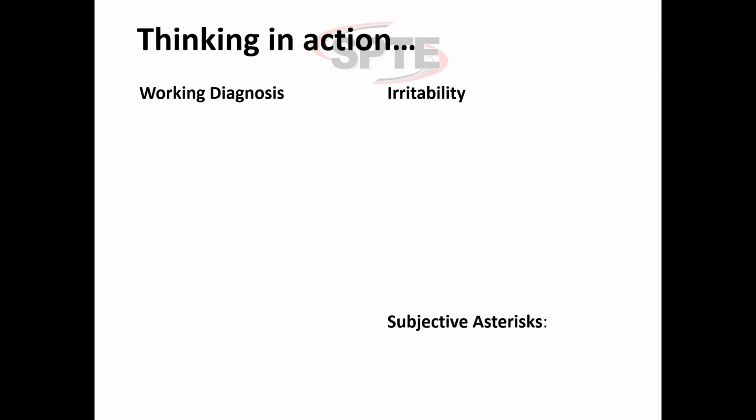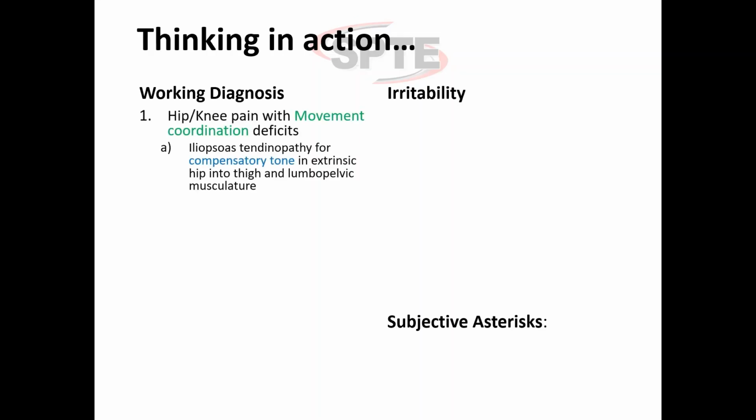So after her subjective exam and understanding a little bit more about her aggravating and easing factors, here are some of the things that we're thinking of in terms of her primary hypothesis or working diagnosis. Our first would be hip and knee pain with movement coordination deficits. This terminology comes from the clinical practice guidelines published by the Academy of Orthopedic Physical Therapy, and really tries to identify some of the impairments as well as the overall condition that affects their movement.